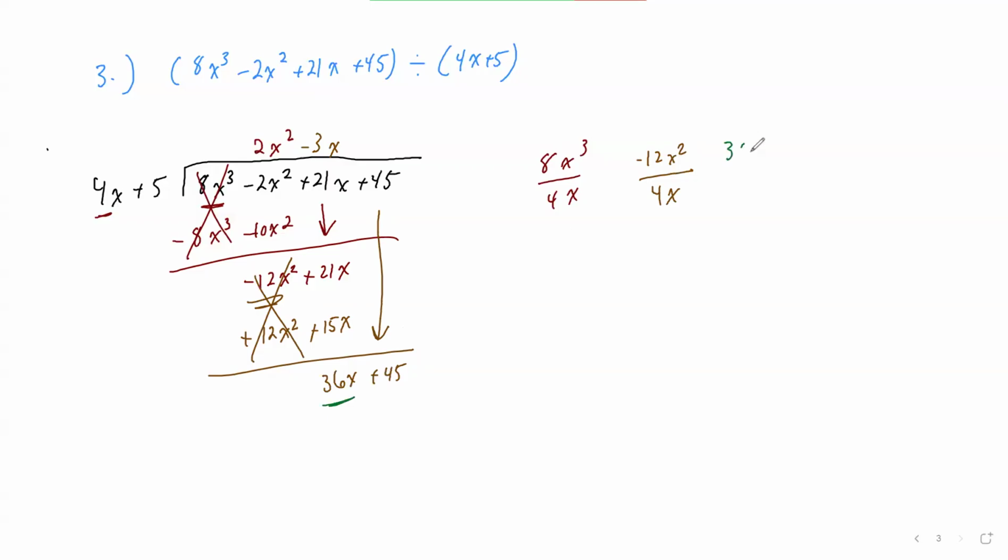So 36x divided by 4x. So 36 divided by 4 is 9. And the x's would cancel. 9 times 4x is 36x, and 9 times 5 is 45. We would then change their signs, and we happen to find out that they all cancel. When they all cancel, there's nothing left, and then that would be your answer. So there's no remainder that you have to worry about.